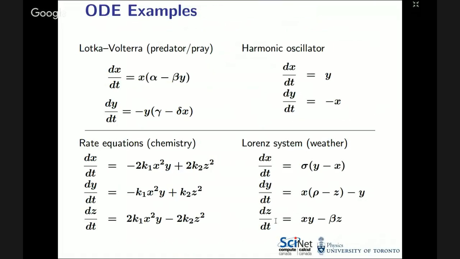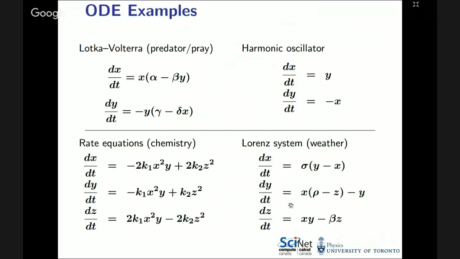Here are some examples, just to show how widely they can occur. Some ecological models, predator-prey models, where x could be predators and y could be prey, can be cast as an ODE. The harmonic oscillator, which as physicists we all love and adore, and everything should be a harmonic oscillator. The rate equations in chemistry, so you could have x, y, and z here be species or concentrations of species, and they would react and change their concentrations according to some ODE.